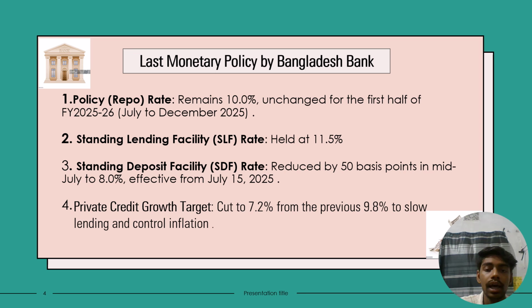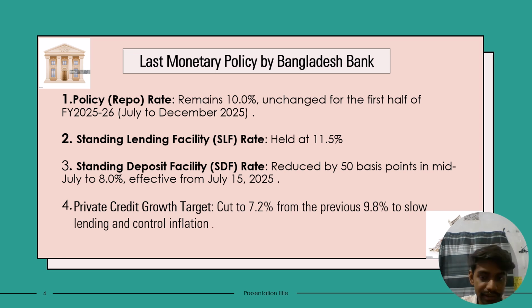Another monetary policy tool of Bangladesh Bank is the standing lending facility, whose short form is the SLF rate. The SLF is the rate at which banks can borrow overnight from the central bank against approved collateral. It acts as a safety valve to meet short-term liquidity needs. The standing lending facility rate was held at 11.5%.